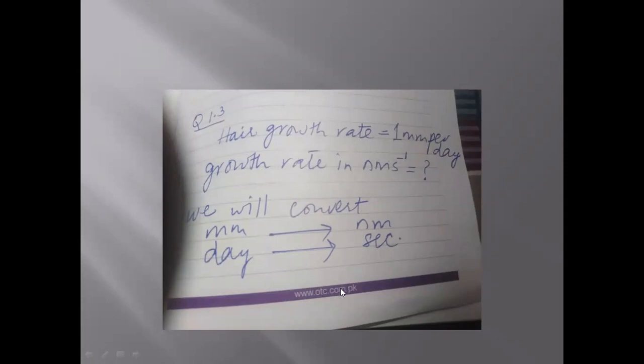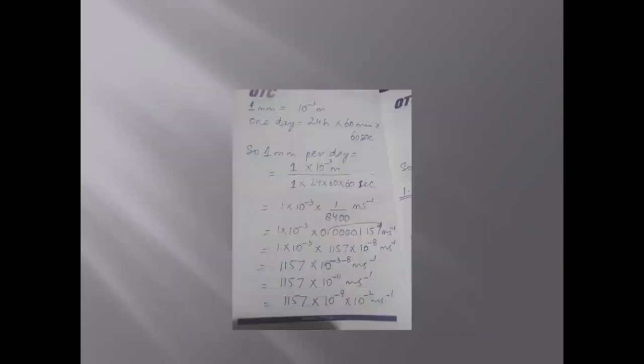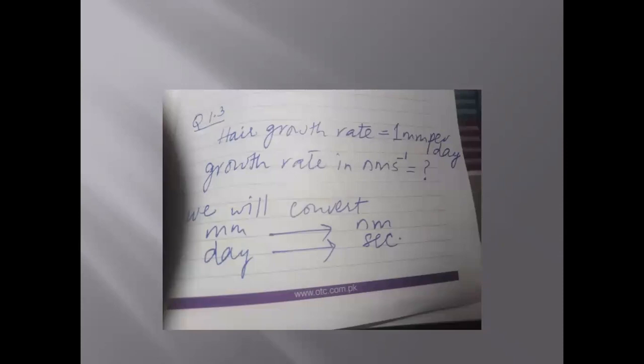Your hair grows at the rate of 1 millimeter per day. In this question, the hair growth rate is given as 1 millimeter per day, and you are to find this growth rate in nanometers per second. We will convert millimeters into nanometers, and we will convert days into seconds.